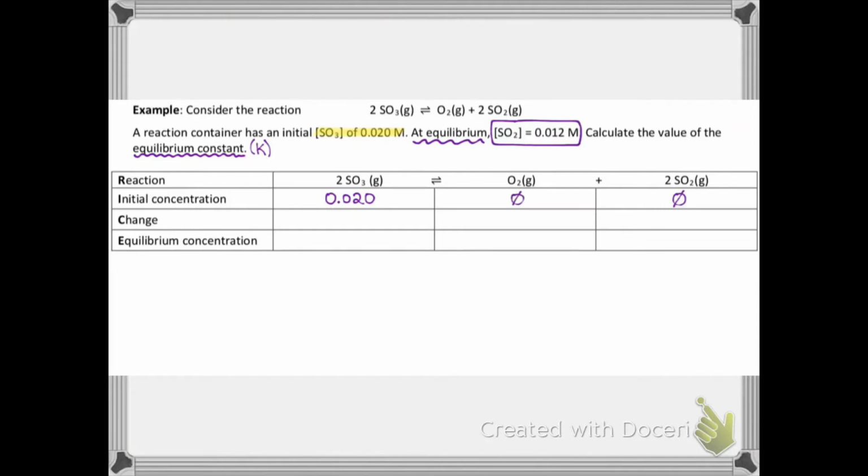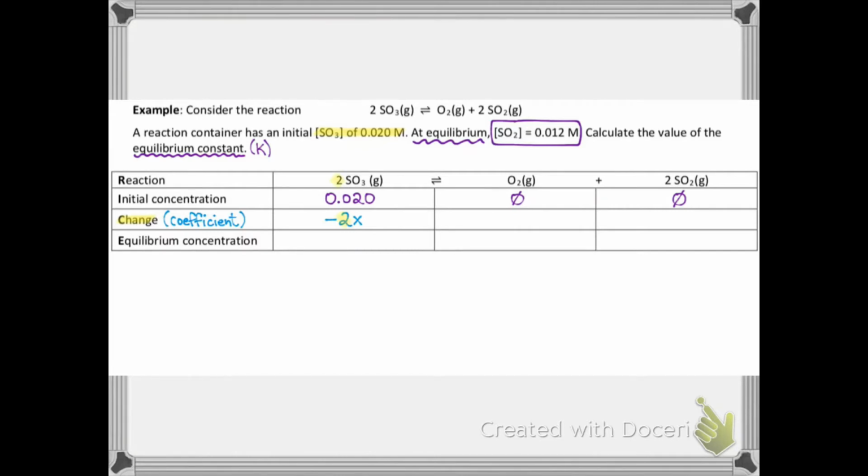Next, we have the change row. The change row is determined by stoichiometry. That means we need to look at the coefficient on the balanced equation. First, it's important to recognize that since all you have are reactants, some of them are going to turn into products. So the change of your reactants is going to be negative. Now, we don't actually know yet how much of the reactants are getting used up. So we're going to put this in terms of X. But because SO3 has a stoichiometric coefficient of 2, we're going to say that this is going to lose 2X.